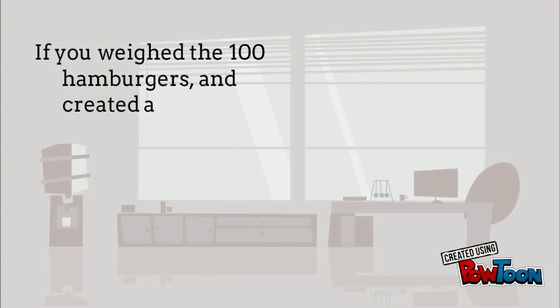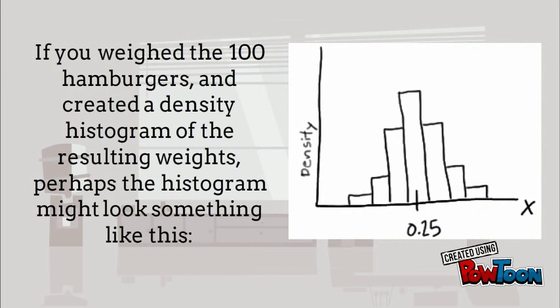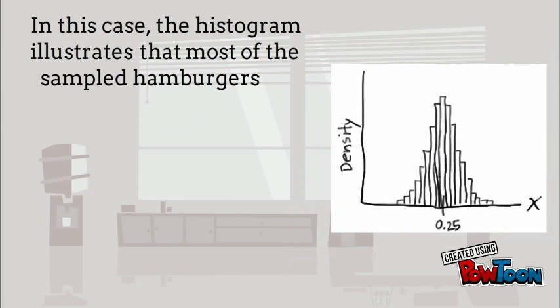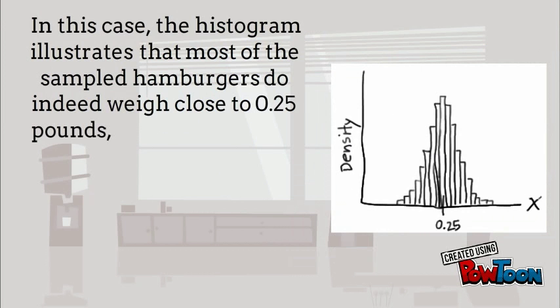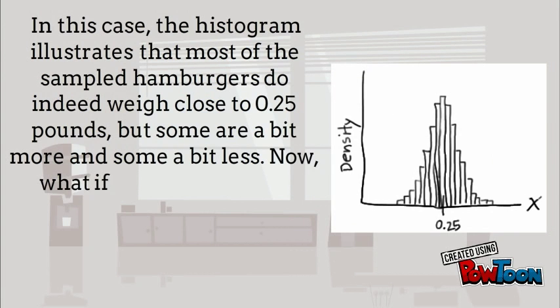If you weigh 100 hamburgers and create a density histogram of the resulting weights, perhaps the histogram might look something like this. In this case, the histogram illustrates that most of the sample hamburgers weigh close to 0.25 pounds, but some might weigh a bit more and some a bit less.